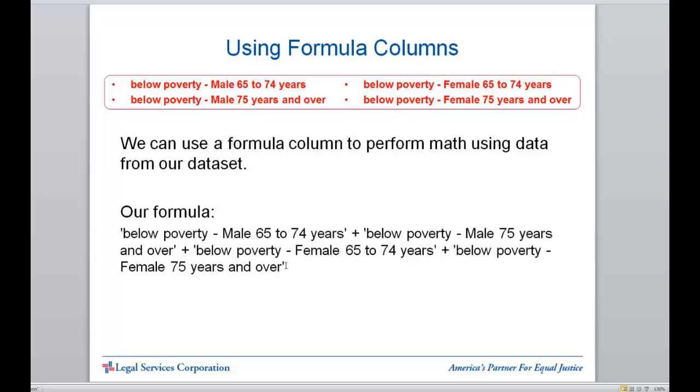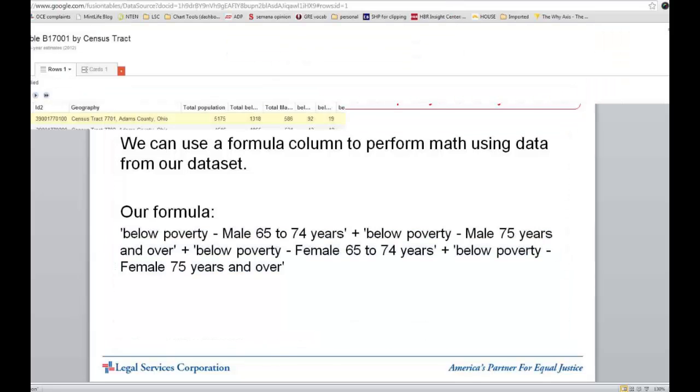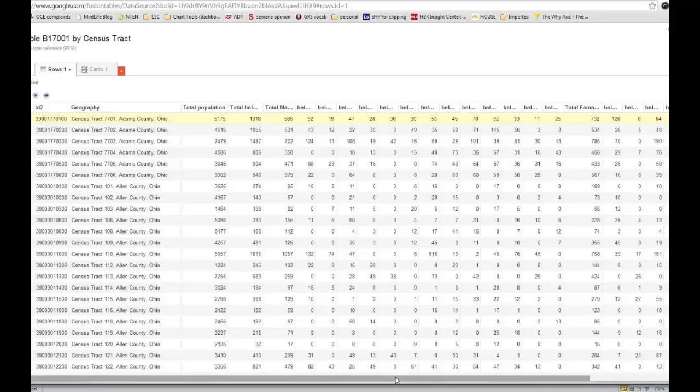So we're going to create a formula which is basically the name of the first column with a single quote around it, plus the name of the next column, plus the name of the next column, plus the name of the next column. So this formula is going to add all of the pieces together into a single data point. So I'm just going to copy this right here and go back into my Fusion table.